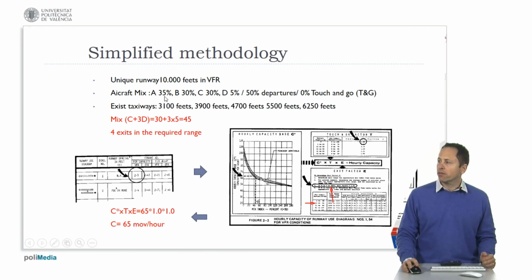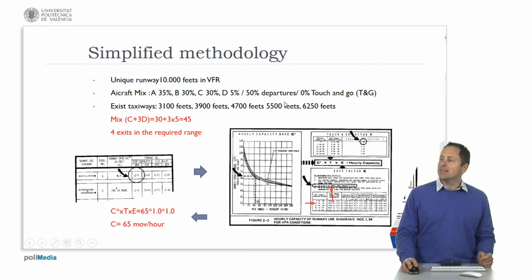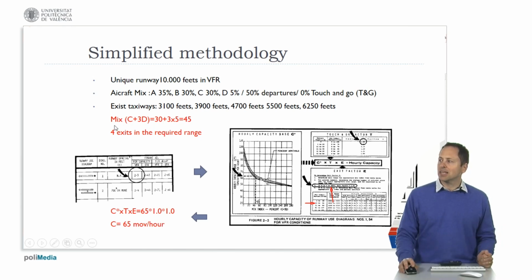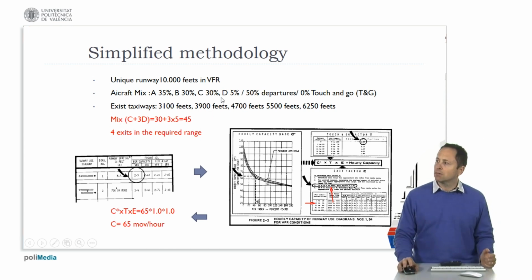In the exercise this has already been done, as we have that A is 35%, B 30%, C 30%, D 5%. We also have that 50% are departures and 50% are arrivals, that there are no touch and goes, and that we have exit taxiways in the runway at 3,100, 3,900, 4,700, 5,500 and 6,250 feet.